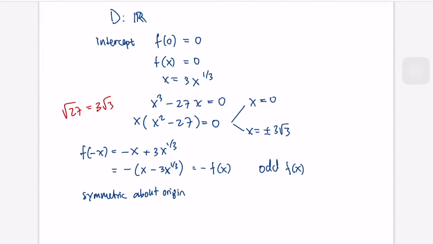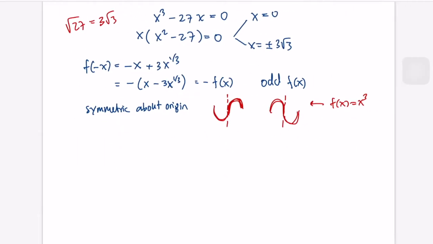So this means the graph is either like this or like this, symmetric about the origin here. Remember the x cubed is similar to this. It's also an odd function, right? Okay. All right.